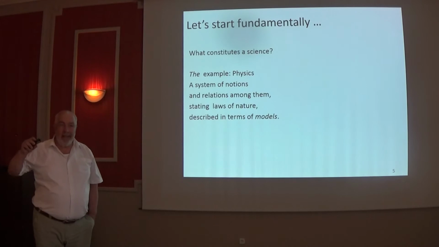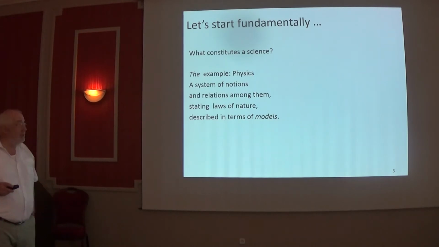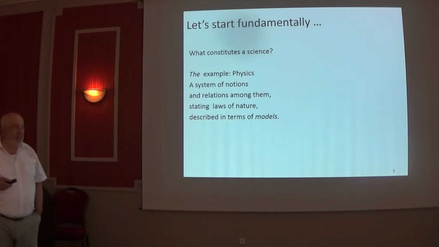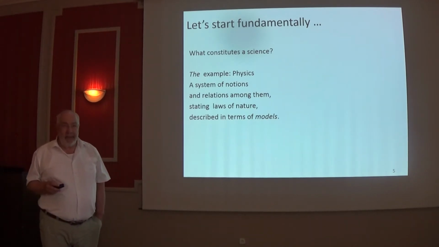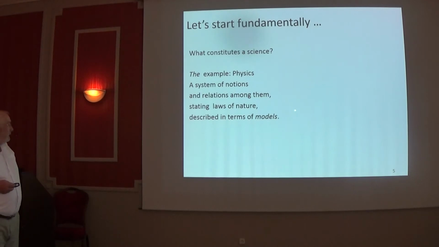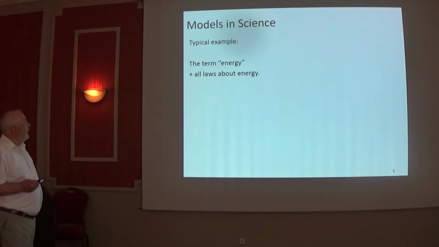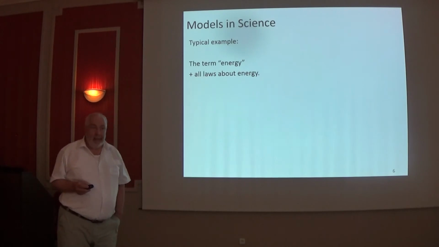So let's start very fundamentally. If we want to make informatics a science, which we didn't do so far, I think, then we should look to other sciences and look at what they do. The example of a science is physics. What is physics? It's a system of notations and relations among the notations, stating laws of nature, and of course we don't have laws of nature, but something else. And all this is described in terms of models. So my central points are two. One is what corresponds to the laws of nature, that is the properties, and the notion of a model should be considered much more relevant than we do so far.